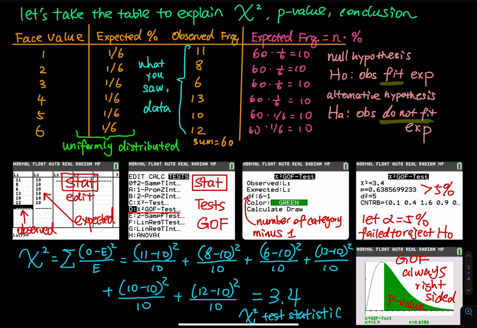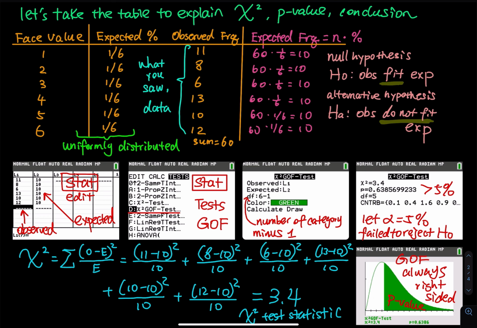But when I show you a screenshot, I will just hit 6 minus 1, so you know what it is. So the number of categories minus 1. The color, if your calculator has a color, pick any color you like. So when you hit calculate, they will give you the next menu.